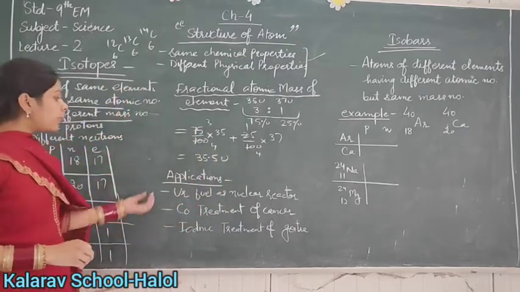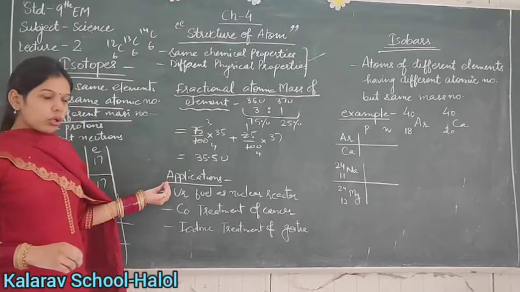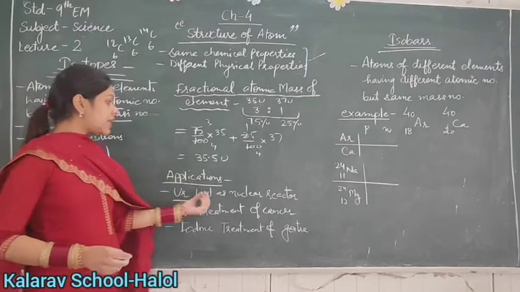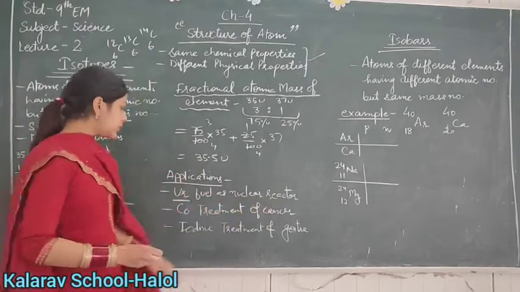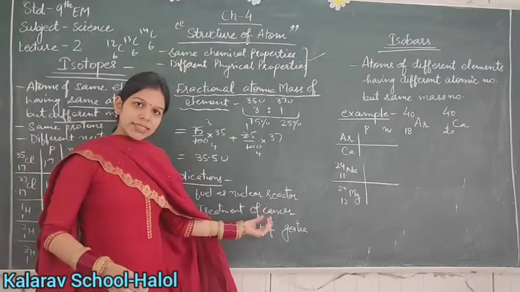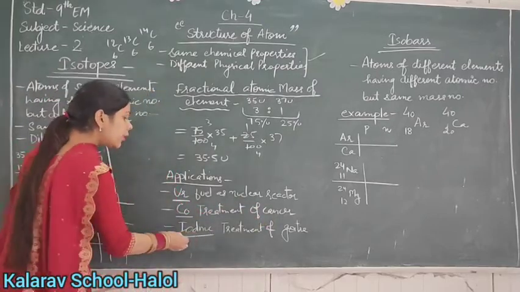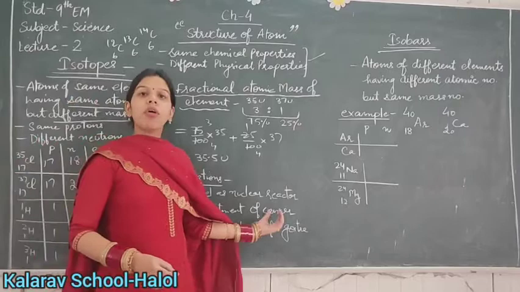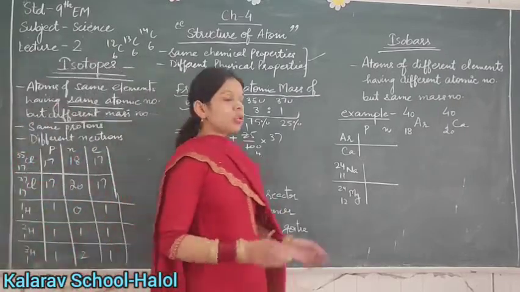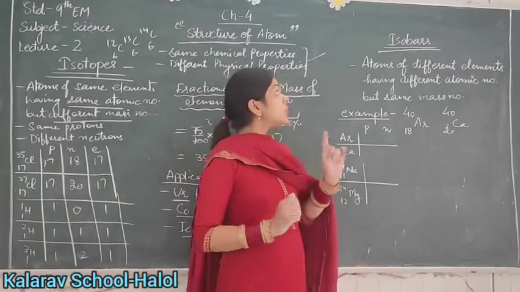Here are a few applications of isotopes. Number 1, an isotope of uranium is used as a fuel for nuclear reactors. An isotope of cobalt is used for the treatment of cancer. An isotope of iodine is used in the treatment of goiter, which is a disease of the thyroid. So clear? Next is isobars.